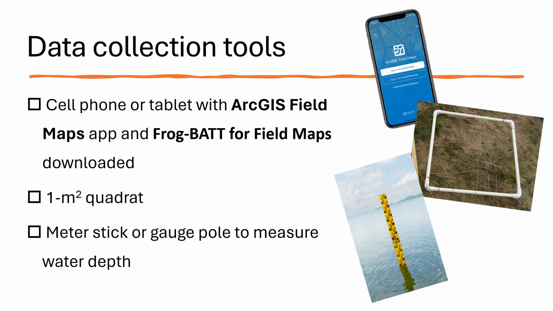To use FrogBATT, you will also need some tools out in the field, namely a cell phone or a tablet with the ArcGIS Field Maps app installed and access to the FrogBATT for Field Maps app. You will also need a 1 meter squared quadrat and a way to measure water depth. For instructions on how to build a quadrat, check out the SOP on the hub site.